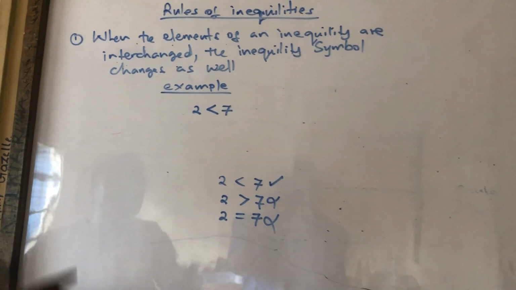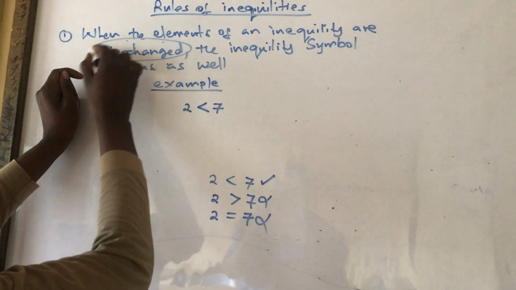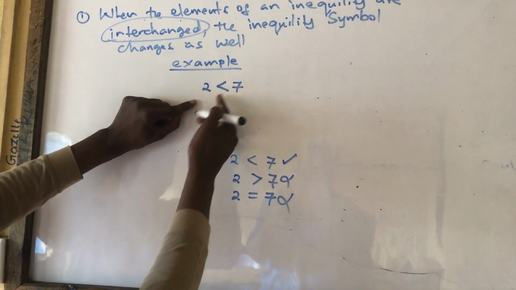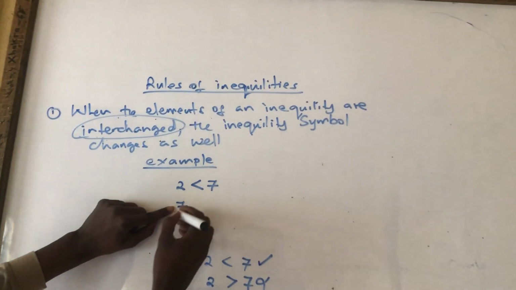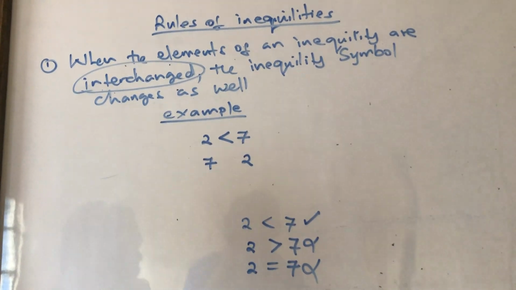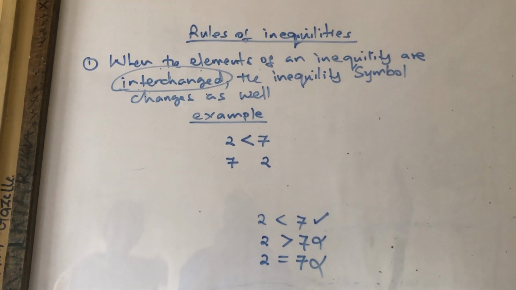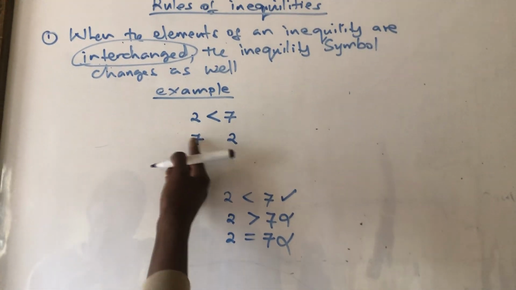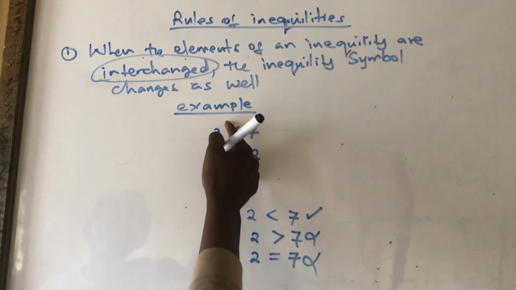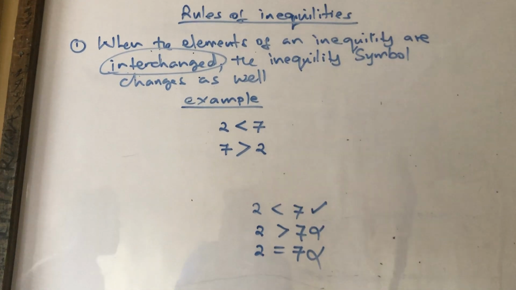What do I mean exactly when I say when the elements of an inequality are interchanged? Interchanging means the 7 comes to take the place of 2, and the 2 moves to take the place of 7. That is what I mean by interchanging. Be reminded that if these two are interchanged, then there is no way this symbol will remain the same. The symbol should now become greater than.